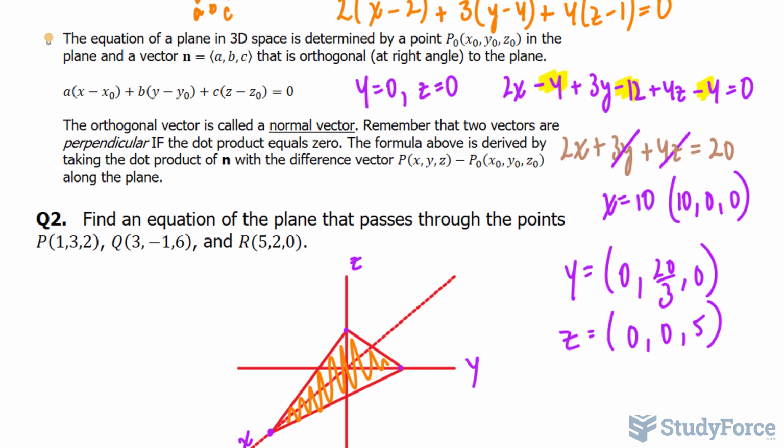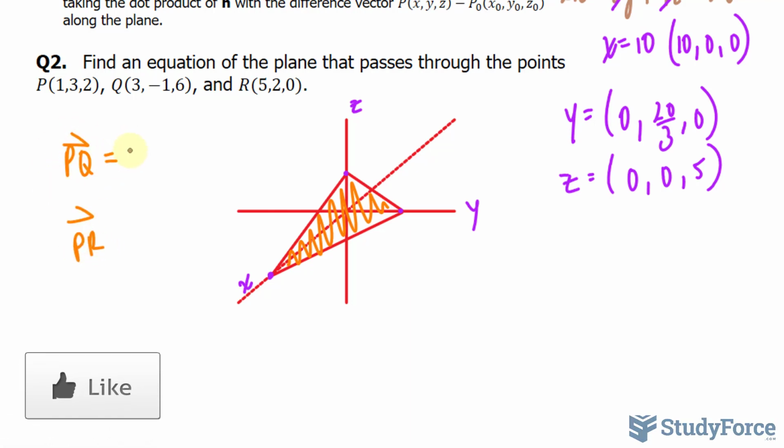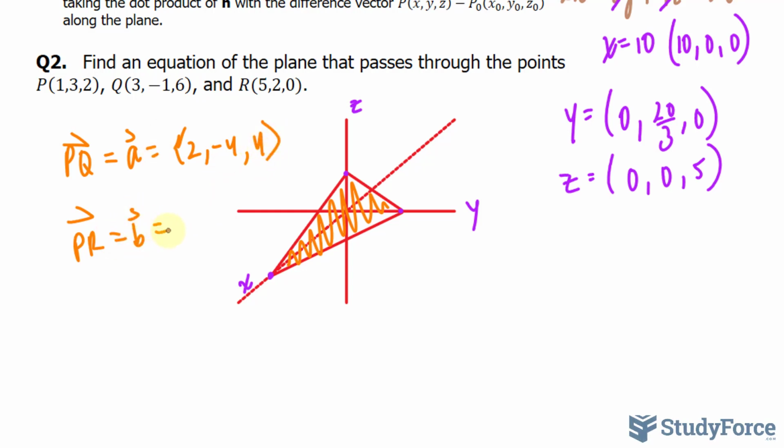In question number 2, we're asked, find an equation of the plane that passes through the points P, Q, and R. This one's a little more involved. So we have 3 points that are on this plane. And what we want to do first is generate 2 vectors using these 3 points. So I'll generate a vector PQ and a vector PR. Starting with this vector, and for simplicity I'll just call it A. I can find this by subtracting 3 minus 1. That's 2, minus 1, minus 3, that's negative 4, and 6 minus 2 is positive 4. I'll call this one B. 5 minus 1, that's 4, 2 minus 3, negative 1, and negative 2.